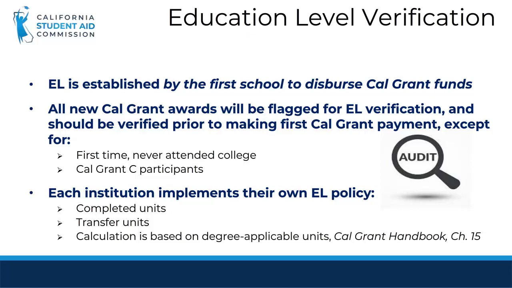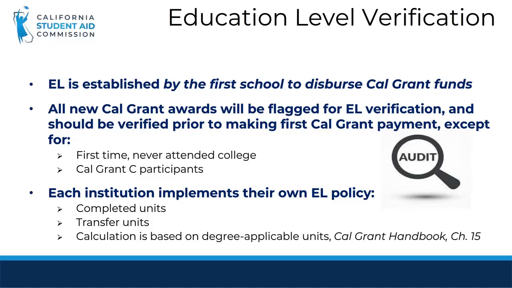First, we will talk about an overview of education level verification. It is important to note that EL is established at the time of the first disbursement. Only newly awarded students will be flagged for EL verification. However, there are two types of awardees that will not be flagged for EL verification. These include the high school entitlement recipients.